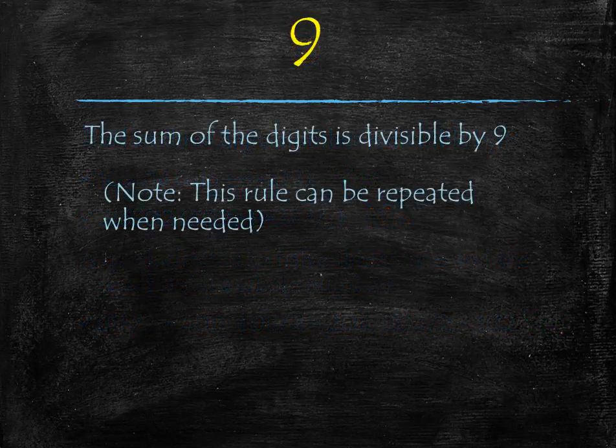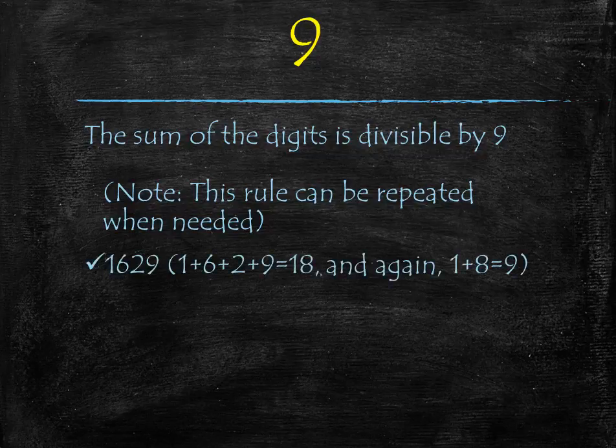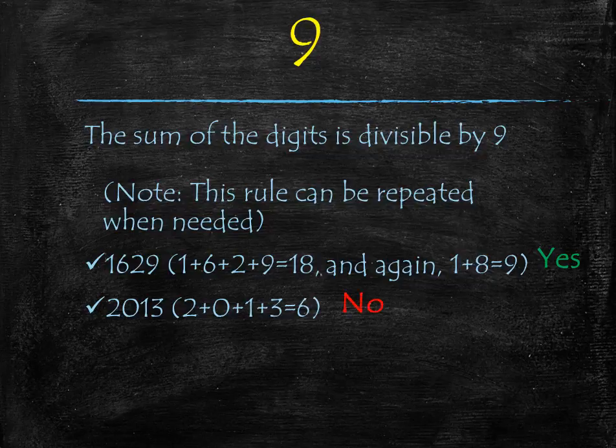Next number is 9. The rule for 9 is the same as 3. If the sum of the digits is divisible by 9, then the whole number is divisible by 9. For example, 1,629. 1 plus 6 plus 2 plus 9 equals 18. And again, 1 plus 8 equals 9. So yes. And 2013. 2 plus 0 plus 1 plus 3 equals 6. So no.